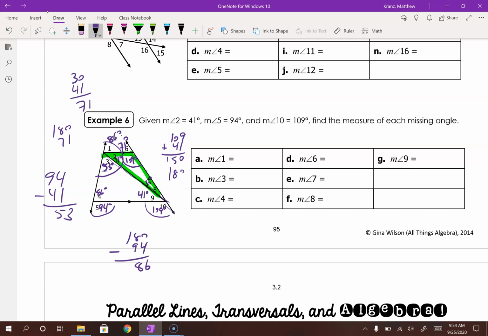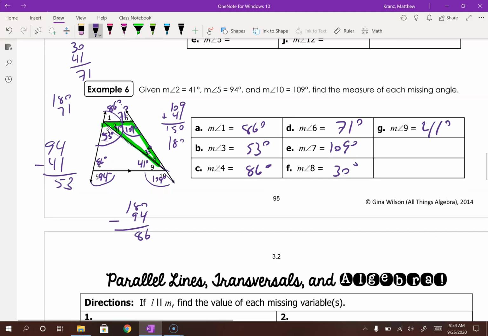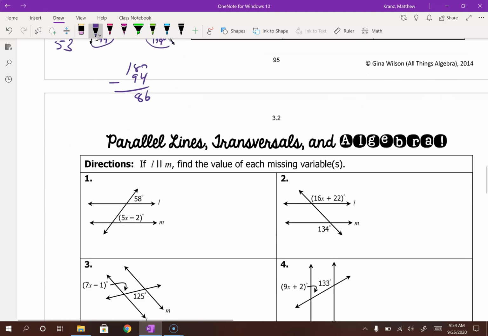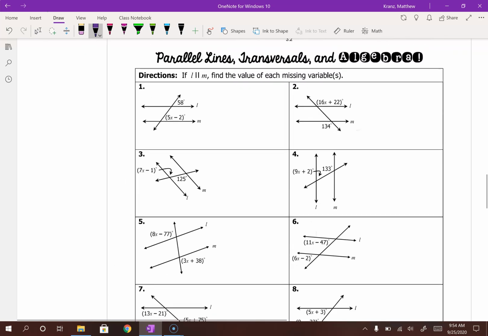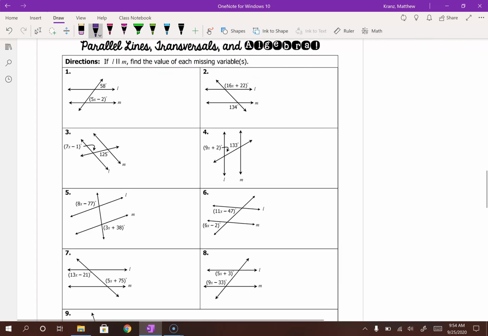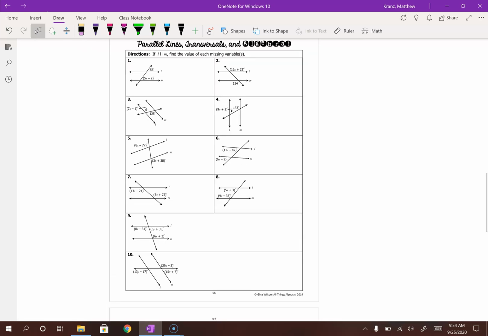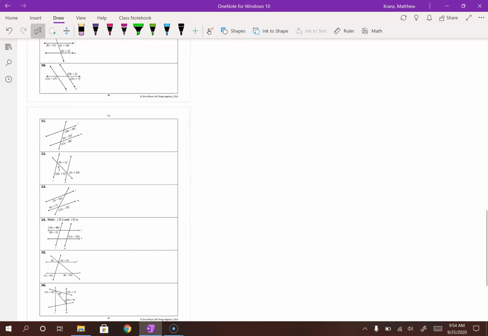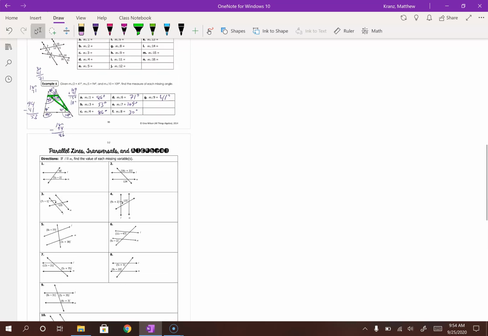So we solved for all our angles. It did take some work. So I have 86, 53, 86, 71, 109, 30, and 41. All right, so now we can use this for some algebra. Now, in the algebra portion, right, we're just going to use these properties to solve for some bigger problems.